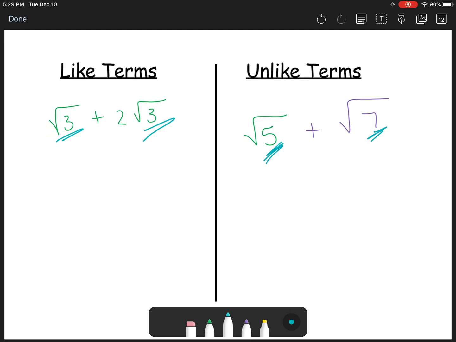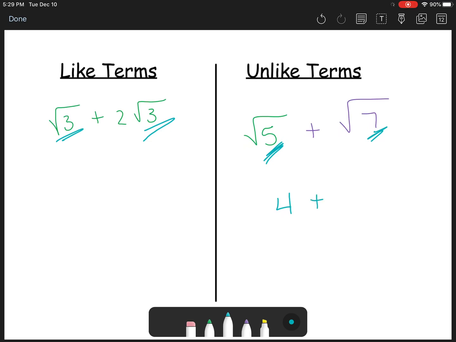Okay, so whenever you're adding, you're thinking about, well, can I combine those? Are they the same thing? I can. The square root of 3 and the square root of 3 are the same, but the square root of 5 and the square root of 7 is like saying I have 5 apples and I have 7 oranges, so together I have 12 watermelon or whatever. It just doesn't make any sense.